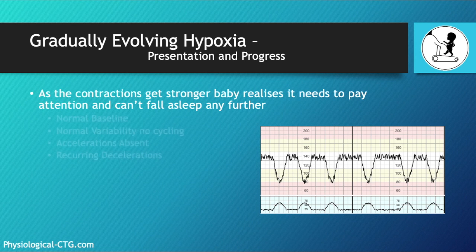Similarly, if the contractions get even stronger and the cord compressions become more intense or are lasting for longer episodes, the baby will become more aware of them and would reduce any unnecessary activity and would not be falling asleep. Hence, you would notice that although the trace has a maintained baseline rate and variability, accelerations would be infrequent or absent, and there will be no evidence of cycling. Obviously, the decelerations would continue as a response to the cord compressions.